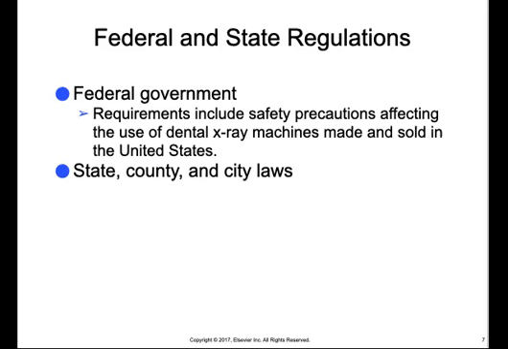So all of the x-ray machines that were sold in the United States after 1974 must meet federal regulations that include safety specifications for minimum filtration and accuracy of milliamperage and kilovoltage settings. There are many states that require x-ray machines to be registered, and they charge a fee for this registration. And most states require that dental x-ray equipment be inspected about every 5 years.